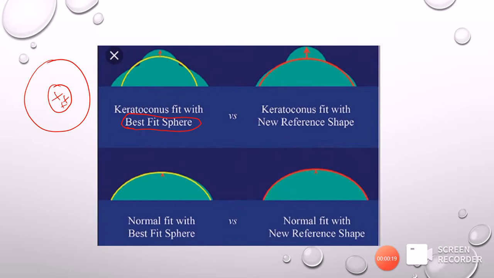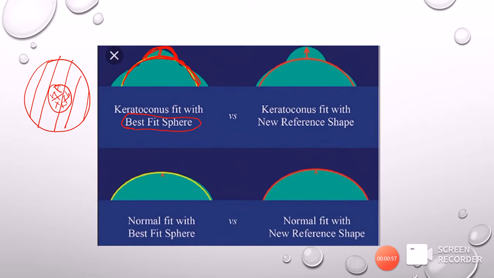Because the best fit sphere calculation takes this entire area of the cornea into consideration, the best fit sphere will also be elevated because of these central elevation points, right? So sometimes when you put this best fit sphere, which is elevated because of the keratoconus, you might actually miss very small keratoconus, because the difference between the keratoconic cornea and the reference point, that is the best fit sphere calculated from the keratoconic cornea, is very, very small. So this can pose a problem in the detection of certain abnormal corneas.